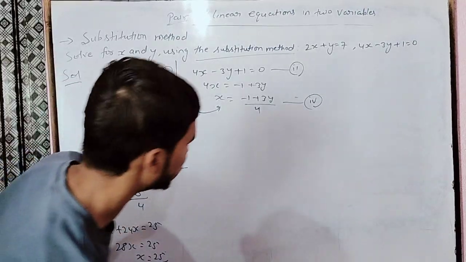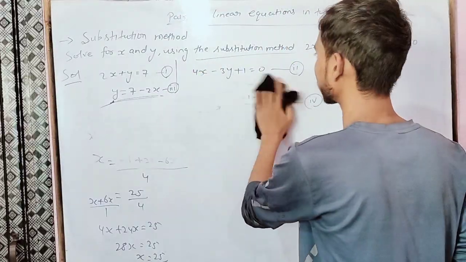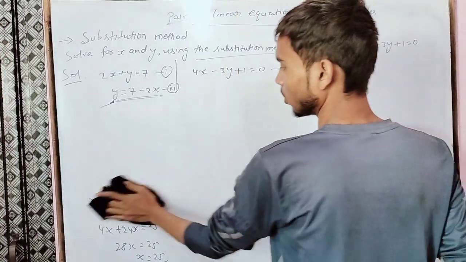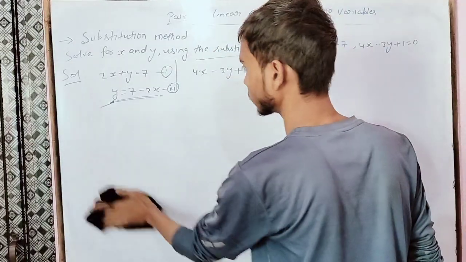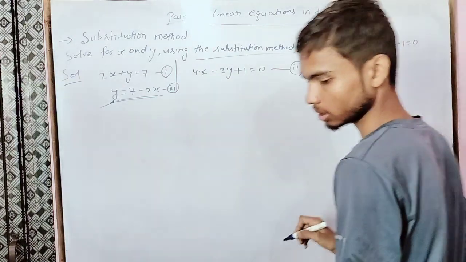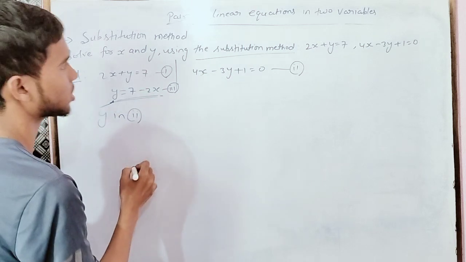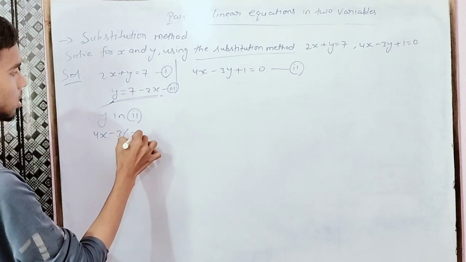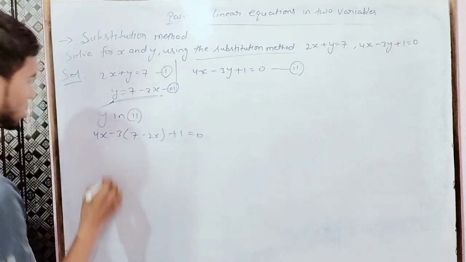So here we did it wrong. Here we are wrong. We will put this value in the second equation. So y in the second equation: 4x minus 3 times (7 minus 2x) plus y plus 1 is equal to 0.